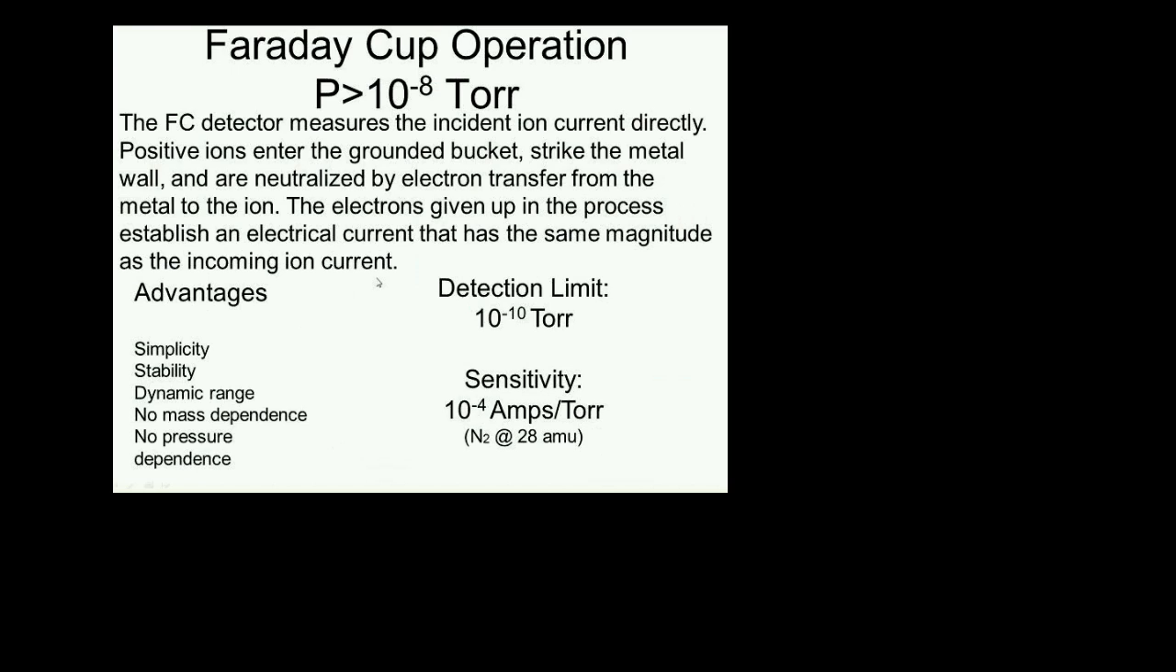So what are the advantages and disadvantages of these devices? Well, the Faraday cup detector measures the incident ion current directly. So the ion comes in, an electron is sent out to neutralize it, and the current is measured. The advantages, of course, are that it's simple and stable. So really, it has no problems with dynamic range. As the ions come in, they will be neutralized. It has no mass dependence and no pressure dependence. The only caveat, though, is that the detection limit is only 10 to the minus 10 torr.